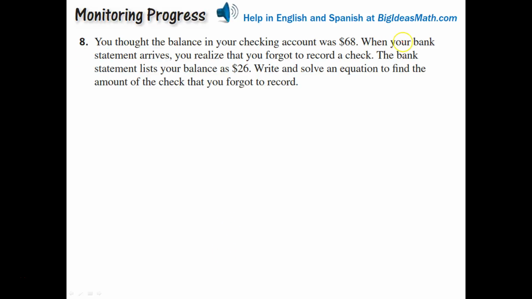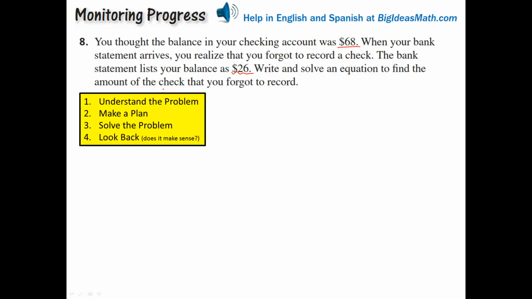So here is a problem. You thought the balance in your checking account was $68. When your bank statement arrives, you realize you forgot to record a check. The bank statement lists your balance as $26. Write and solve an equation to find the amount of the check you forgot to record.